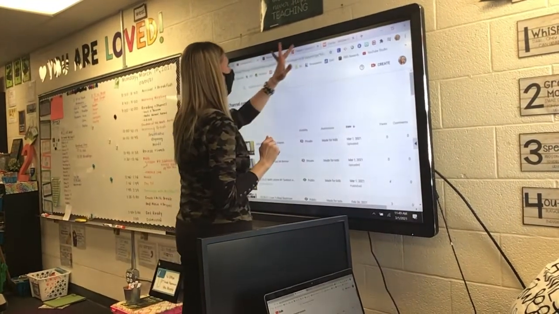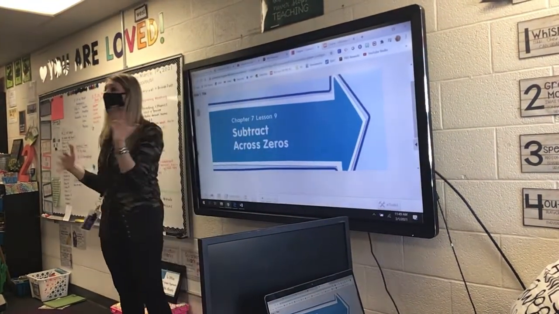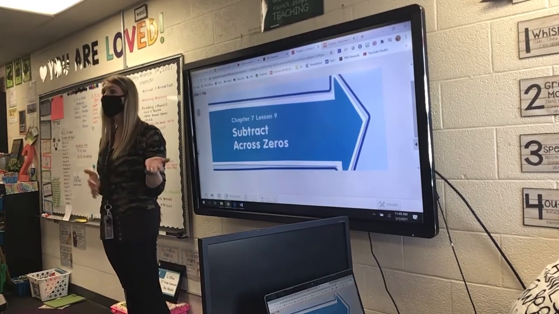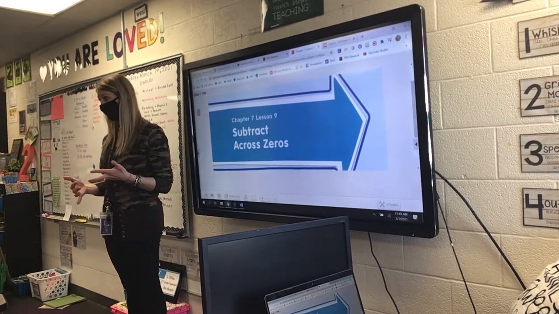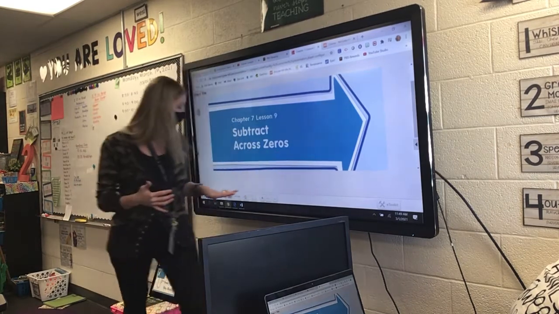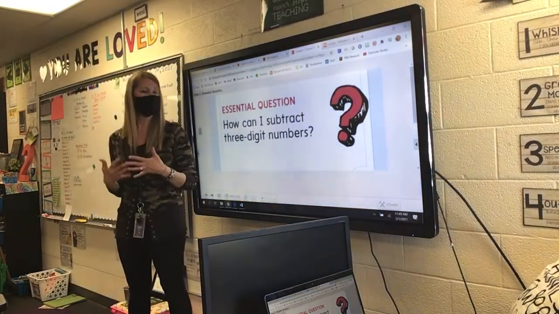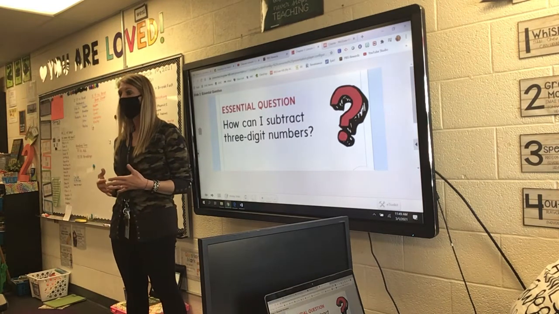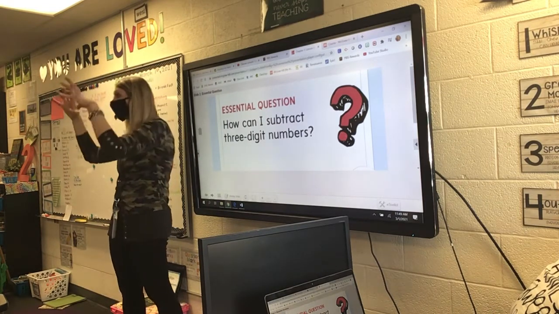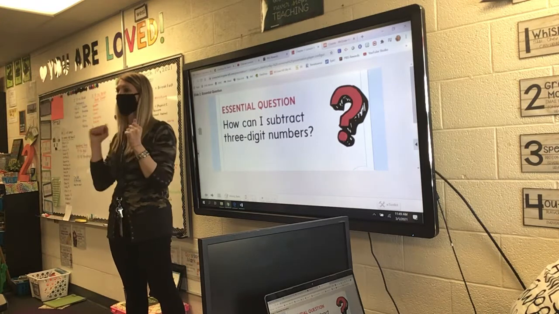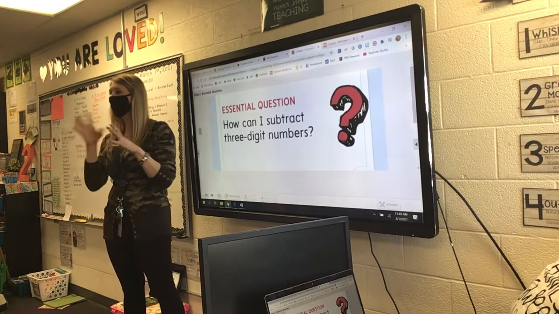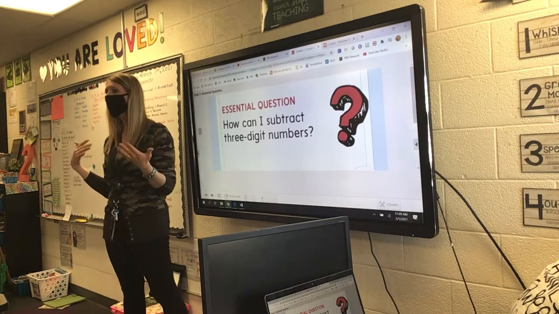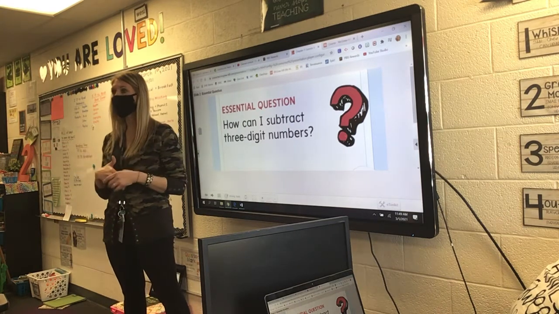We kind of already introduced it, but I just want to review it really quickly. So remember on Friday, we learned how we needed to subtract zeros. And our essential question was, how can I subtract 3-digit numbers? Sometimes we're going to have a number like 100 or 200 or 300 or 400 that has all zeros at the top. And we're going to have to figure out, how can I borrow if there is a zero?